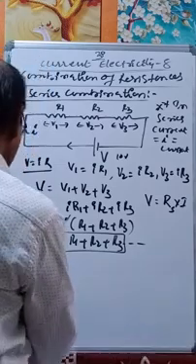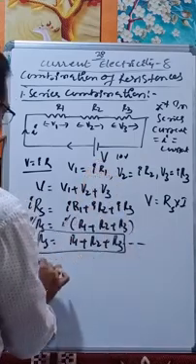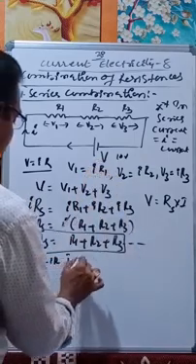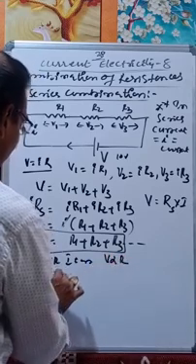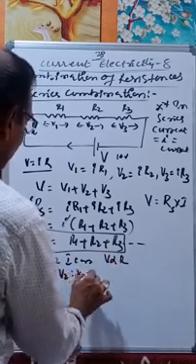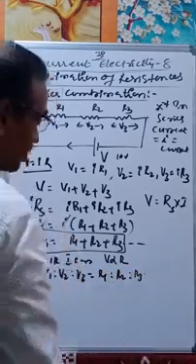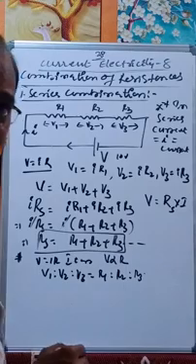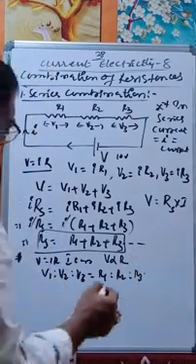Now, a small note here. The current remains constant. V is equal to IR, and I is constant. This implies V is proportional to R. Therefore, if R1 is 2 and R2 is 2, then V1 is 2 and V2 is 2, in the case of series combination.